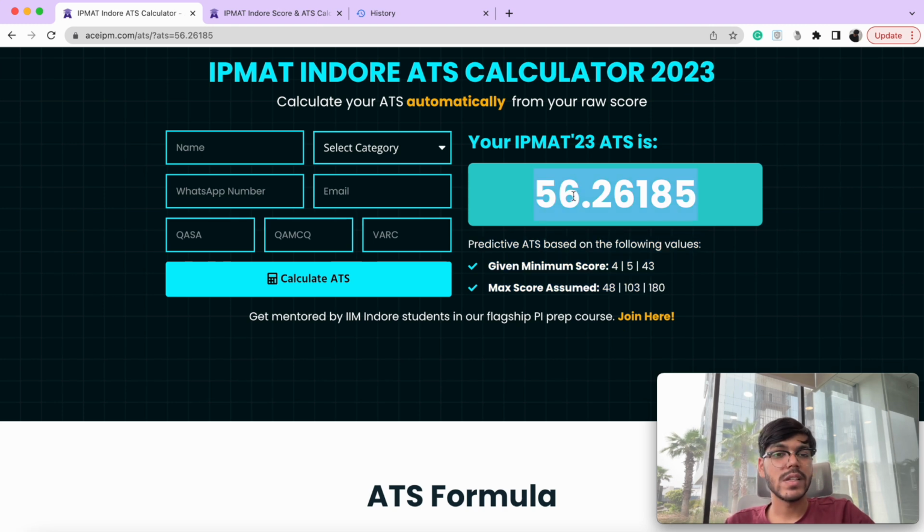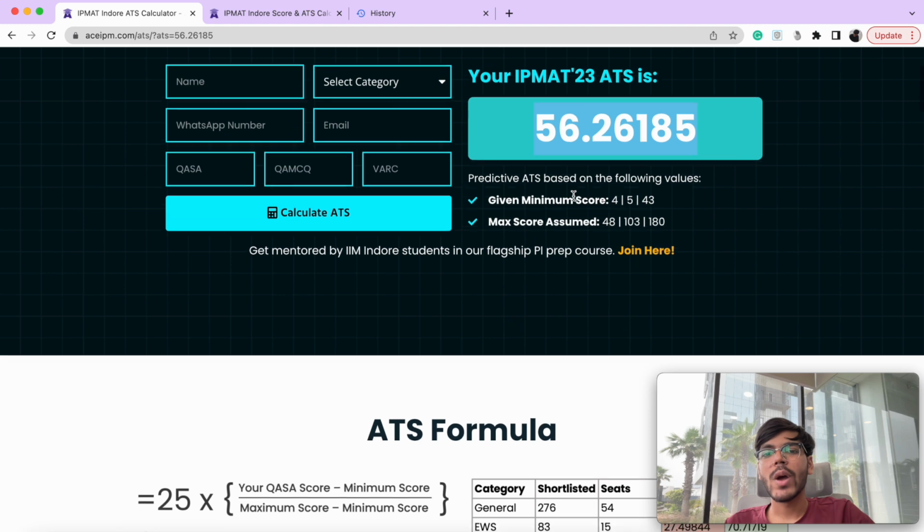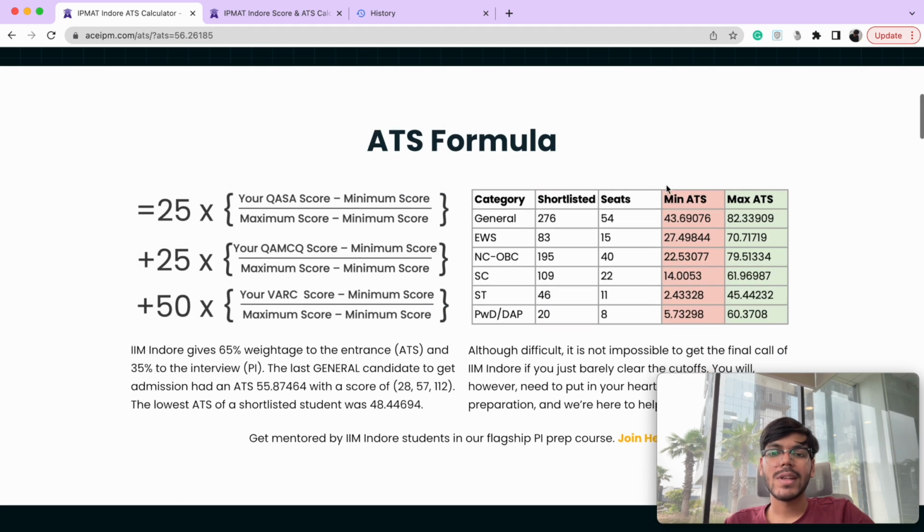The ATS is 56, but why does it matter? You have 56, what about the rest? The minimum ATS and maximum ATS in each of the following categories is mentioned over here for the year 2023. For general candidates, it was 43 minimum and 82 maximum this year.